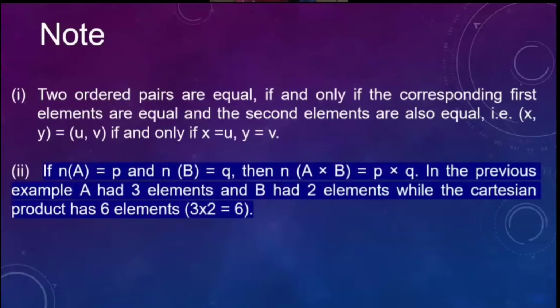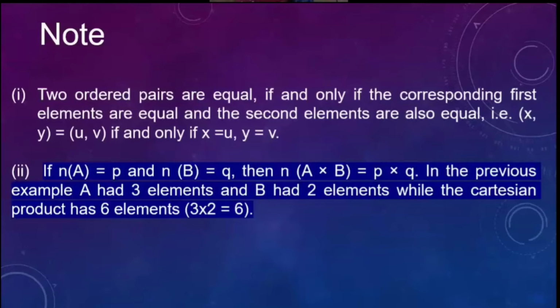And suppose the number of elements in the first set is P and the number of elements in the second set is Q, then the number of elements in the Cartesian product is P into Q. In the previous example, you have set A with 3 elements and B had 2 elements.